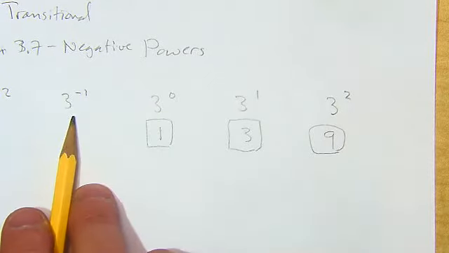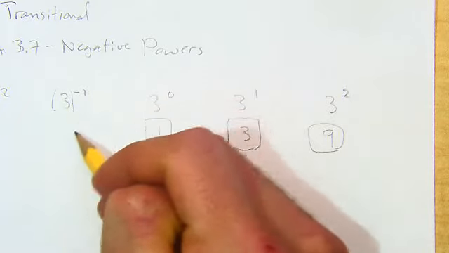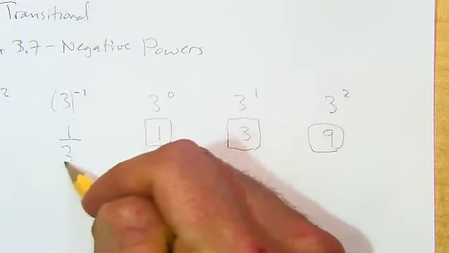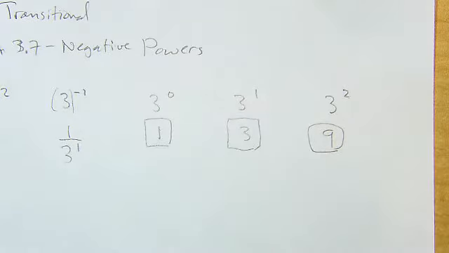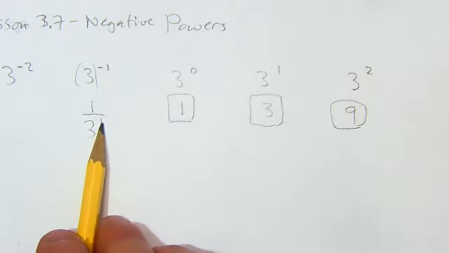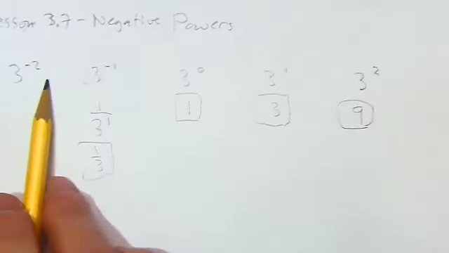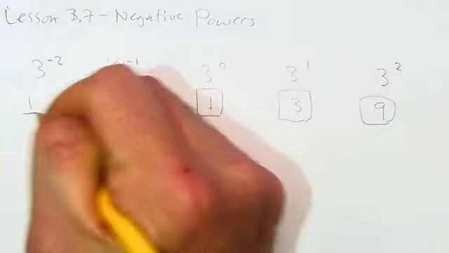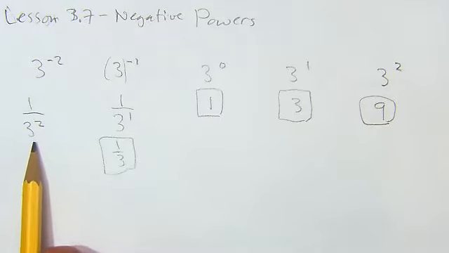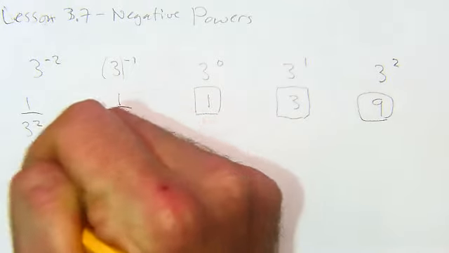Okay, how do we do negative 1? Well, it really means flip it over the fraction. So I'm going to take this 3 and flip it like this. I'm going to say 1 over 3 to the 1, and then it'll be a positive 1 there. So in other words, it's 1/3. 3 to the negative 2 is going to be 1 over 3 to the 2. So I just flip it into the bottom of the fraction, basically, and make it a positive power. So really, it's 1 over 9.